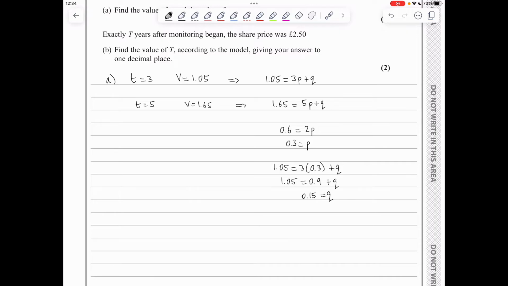In part B, we are told that exactly T years after monitoring began, the share price was 2.50, and we need to find the value of T according to the model, giving our answer to 1 decimal place. So in other words, I will start with the model with the values of P and Q we found in part A. So we have that V is 0.3t plus 0.15. And we are told that when small t is capital T, then V is 2.50. So I will substitute this here. 2.50 is 0.3T plus 0.15.